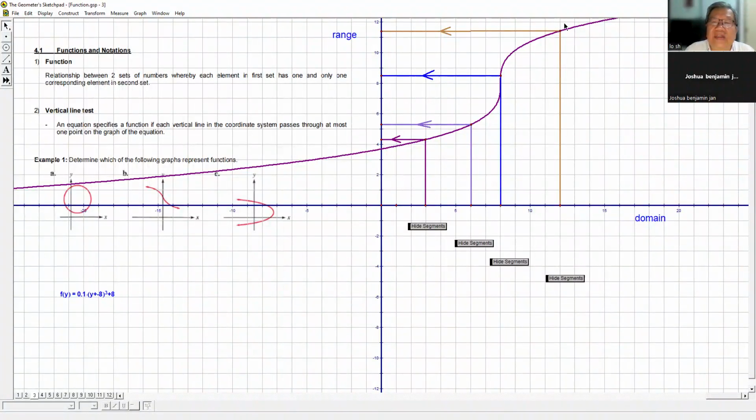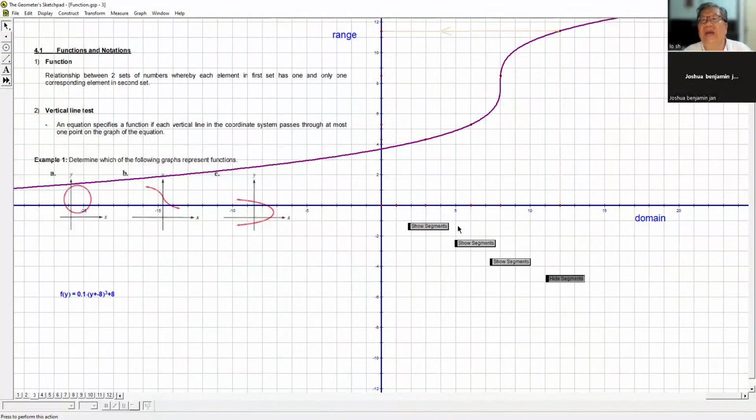So now I ask you, does this line represent a function? Yes or no? This line. Yes. This line represents a function, correct?